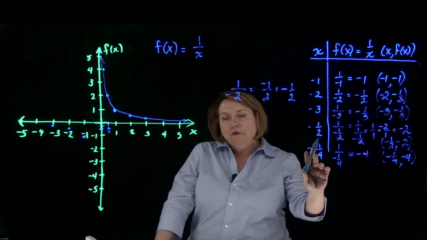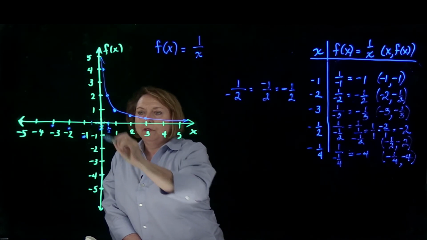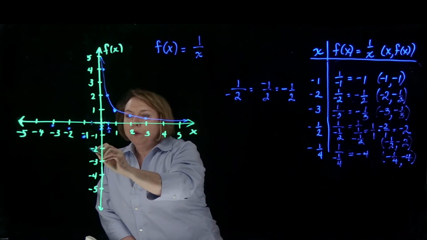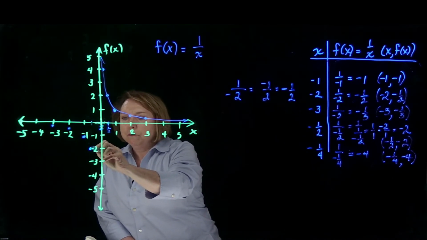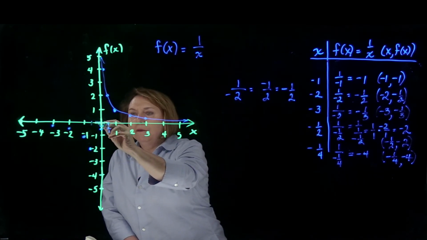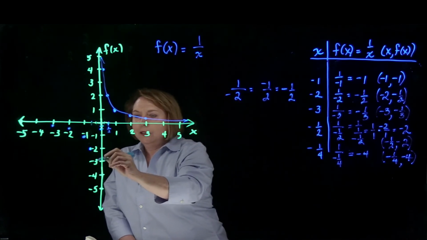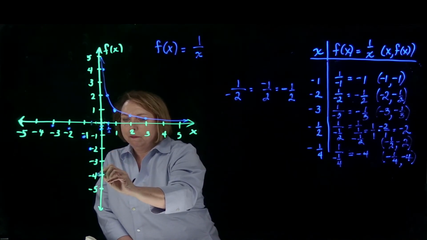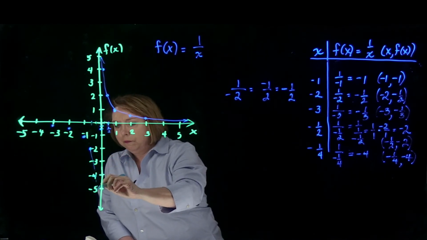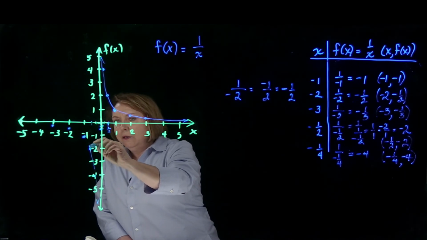If x is negative 1/2, so right here is x equals negative 1/2, then f of x is negative 2. X is negative 1/2, f of x negative 2. And then if x is negative 1/4, right there, f of x is negative 4. So down here. Connecting the dots in the curve.